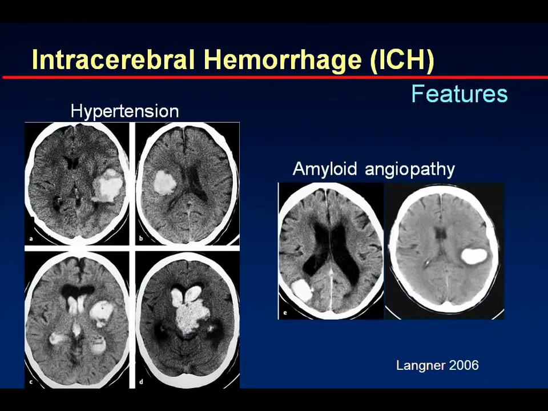Now, here's the classic situation where you do see a number of hypertensive bleedings, and you can see some of those have broken into the ventricles, others are still intraparenchymal, but all of them are sitting in the parenchyma and not in the cortex. If you do see cortical bleeding, then the chance is very high that this is amyloid angiopathy that is the cause of this bleeding.